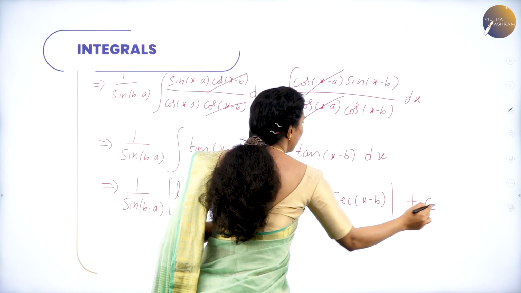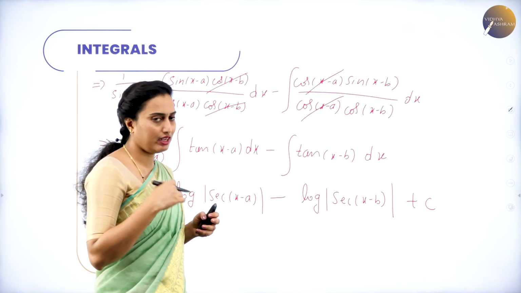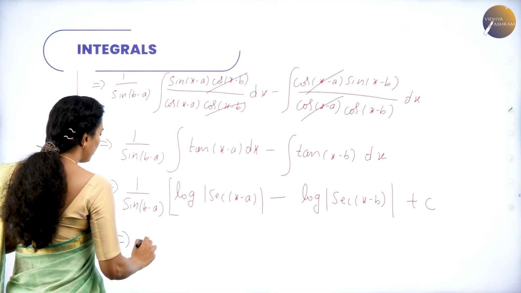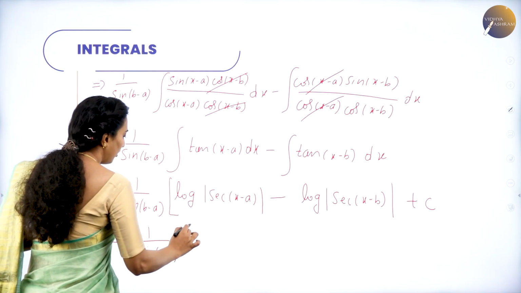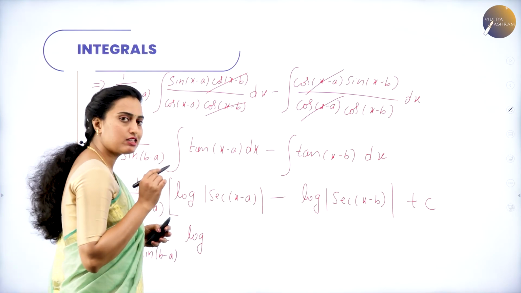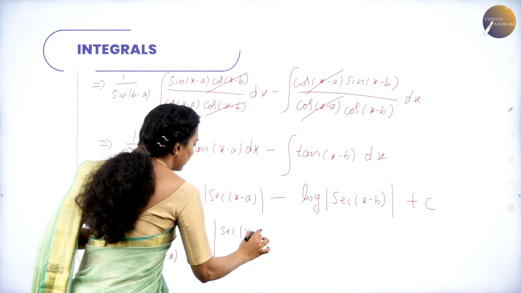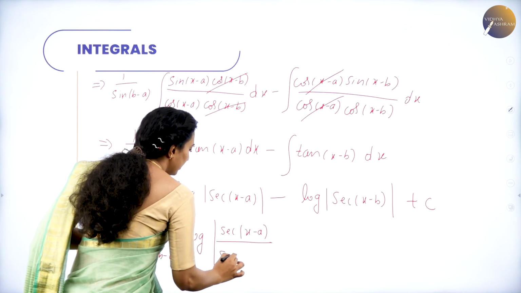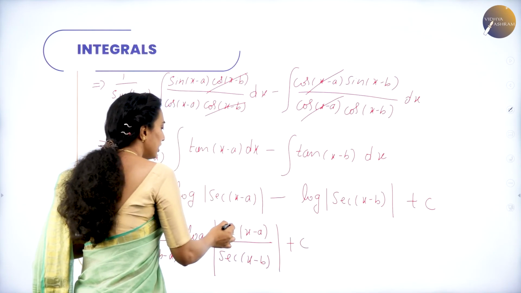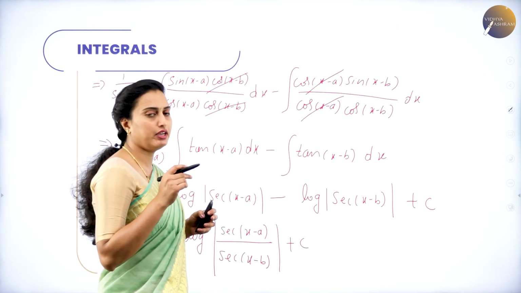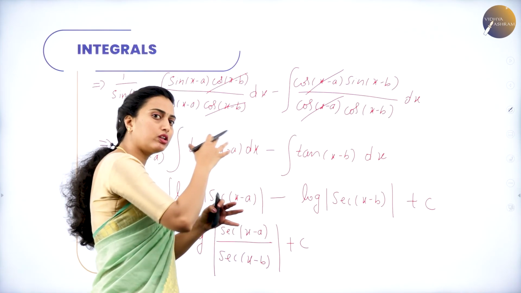Correct? Plus c. Now, dear students, log m minus log n gives you log m by n, which implies 1 over sine of b minus a is log m minus log n, which is nothing but log m by n. N is nothing but secant of x minus b, plus c. Otherwise, see, secant of x minus a can be written as 1 over cos. This can be written as 1 over cos. This will go to the numerator.